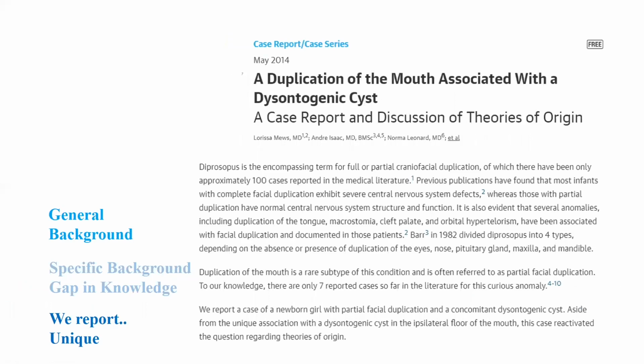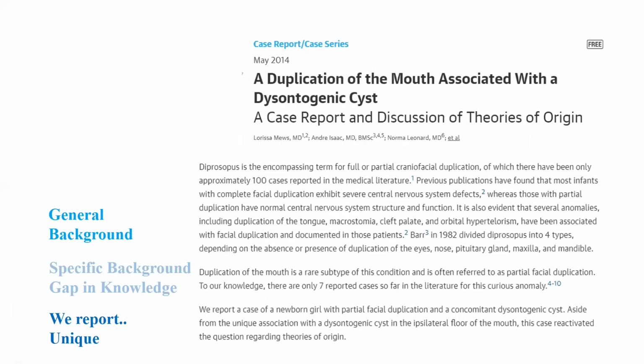In this case, I'm going to go into more detail, and I'm going to show you an example of a modified introduction I did. And then I will show you the original one, so you can compare what makes an introduction a better introduction. So this is a duplication of the mouth with a cyst. The author started with the general background. What could be the general background on this topic?